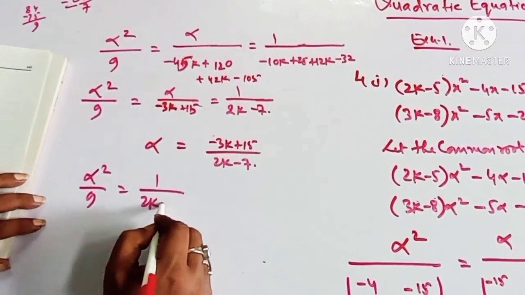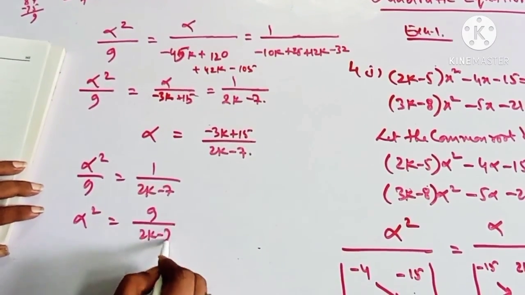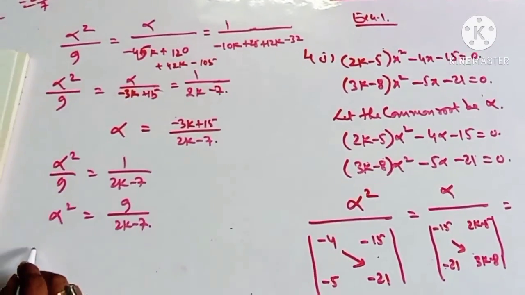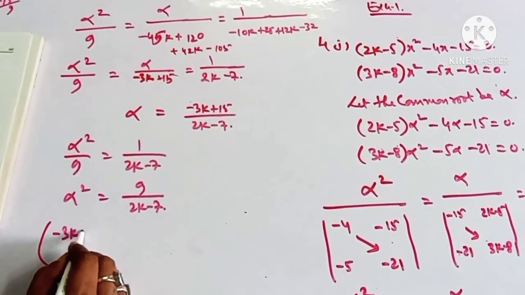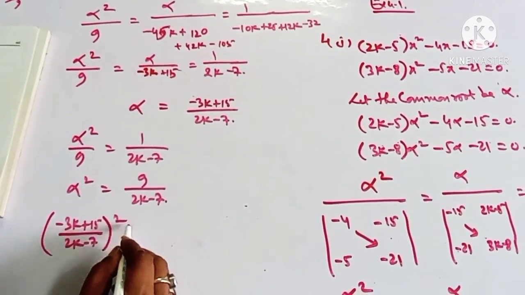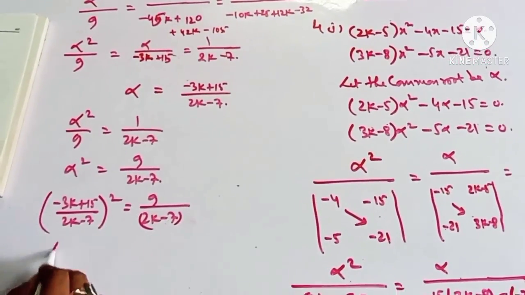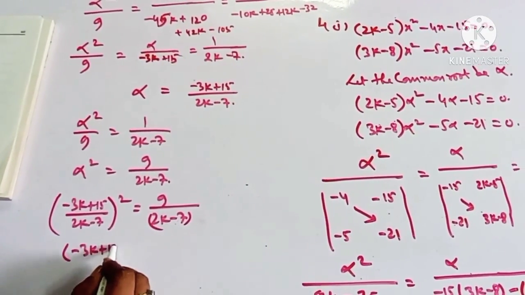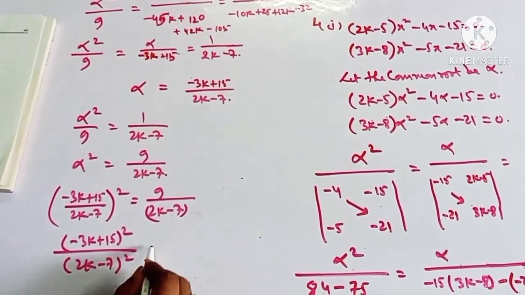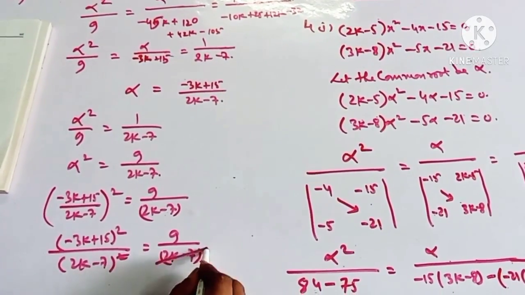1 by 2k minus 7. So alpha square is equal to 9 by 2k minus 7. So what I am going to do here, I am going to put the value of alpha here. So this will be minus 3k plus 15 by 2k minus 7, the whole square, is equal to 9 by 2k minus 7. So this will be minus 3k plus 15 the whole square by 2k minus 7 the whole square equal to 9 by 2k minus 7. So this and this cancel out.